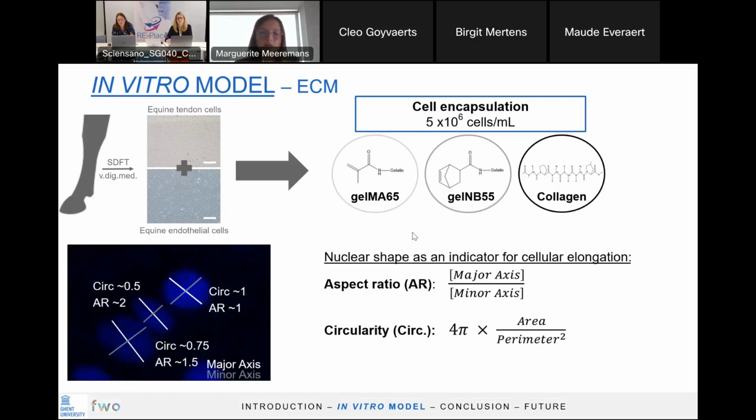So we continued with the next parameter, which is cell elongation. The equine tendon cells are located between the different fibrils, and therefore they're very elongated into the direction of the tendon itself. And this elongation is crucial for their function. So to quantify this elongation, we use the nuclear shape. So the higher the aspect ratio and the lower the circularity, the more the cells are elongated.